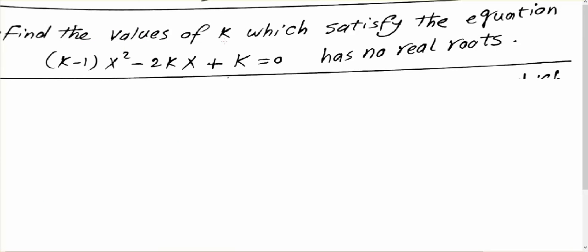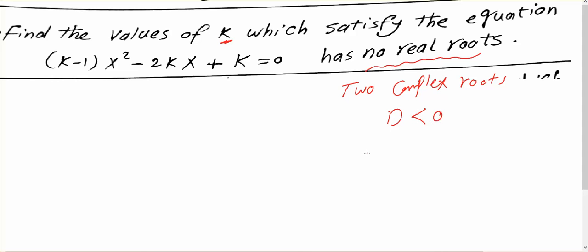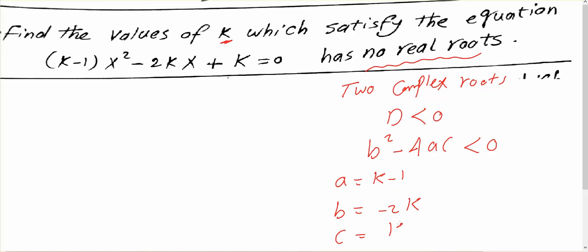Find the values of k which satisfy the equation (k minus 1) times x power 2 minus 2k times x plus k equals 0, which makes the equation have no real roots. Having no real roots means two complex roots. Two complex roots: discriminant smaller than 0, b square minus 4ac smaller than 0. Here a equals k minus 1, b equals negative 2k, c equals k.